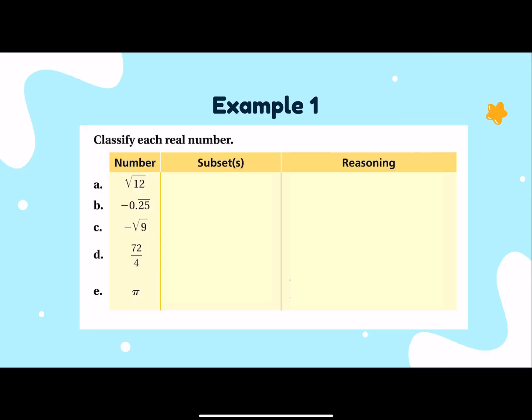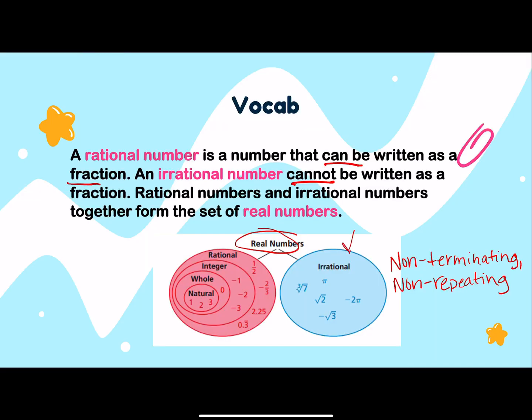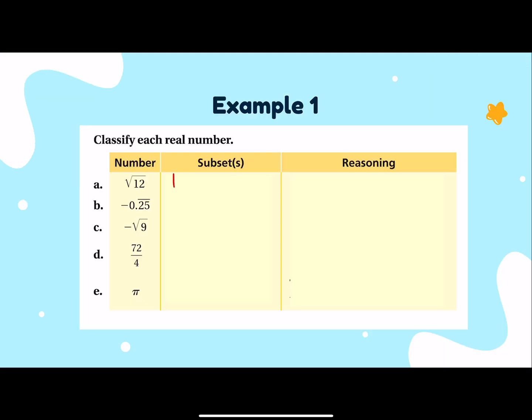Okay, let's classify these numbers. That's what we've actually been working on. First, I have the square root of 12. Now, I know that if a number is not a perfect square, or if it doesn't come out pretty, then it's going to be an irrational number. And if I take the square root of 12, my calculator says 3.464101615. Non-repeating, non-terminating. So this would go into the irrational numbers subset.